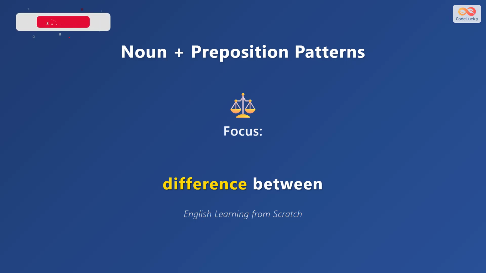The expression difference between is used to compare two or more things, showing how they are not the same. An example sentence is, the difference between tea and coffee is the taste. This pattern uses the noun difference with the preposition between to highlight comparisons. It is useful when discussing distinctions in English.